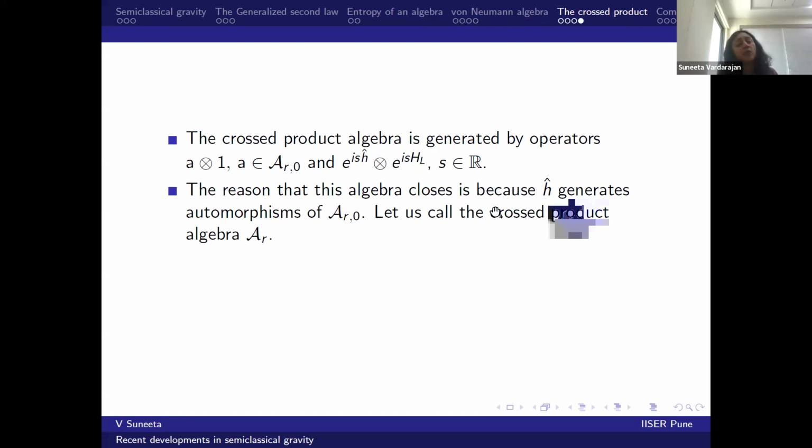The reason that this algebra closes is because of the special property of H hat, that it generates automorphisms of the algebra. Okay? So because of this special property, it is true that this algebra, which is generated by these types of operators, closes. And this is the algebra I call the crossed product algebra.